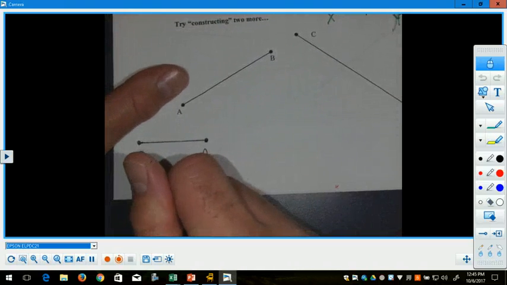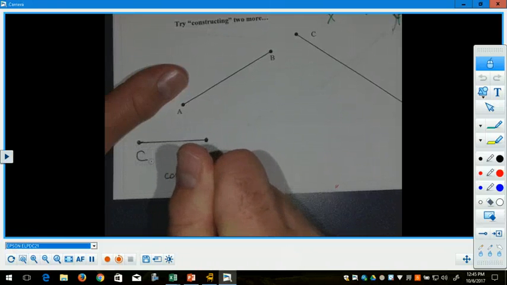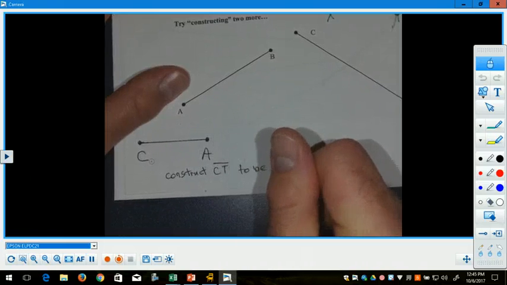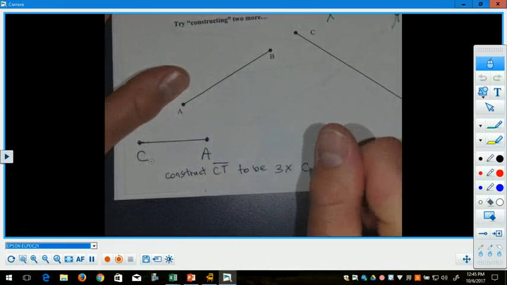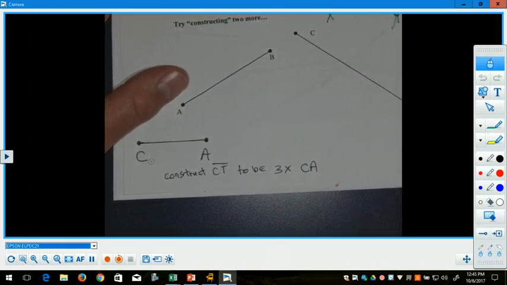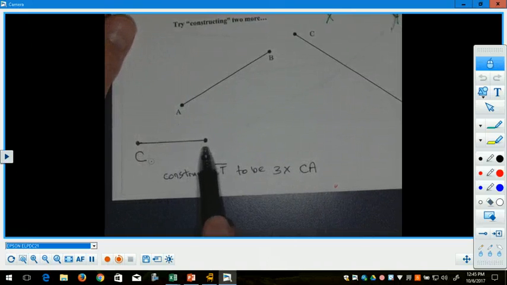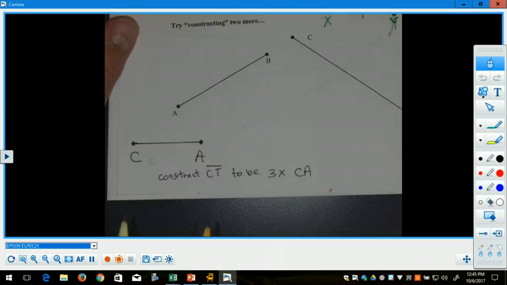And what I want to do is construct CT to be 3 times the length of CA. Construct CT to be 3 times the distance from point C to point A. Now it doesn't say draw, so I shouldn't be using my ruler to measure out units. I should be doing something with my compass, locking that distance, and then making sure I have 3 of these distances. But I also have to make sure it's on a straight path.